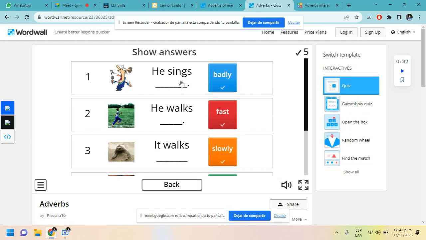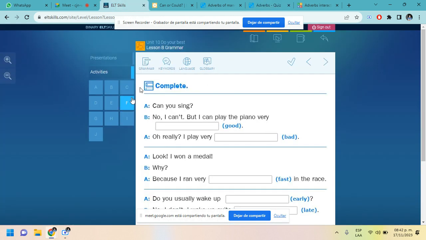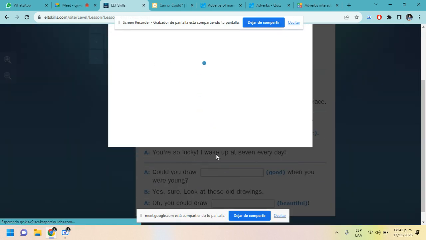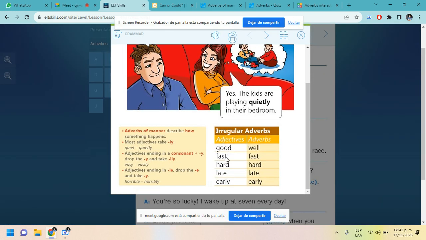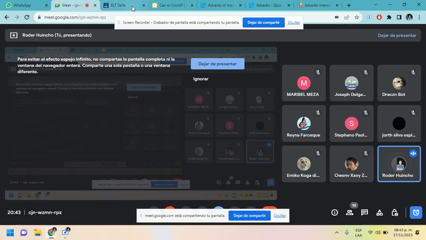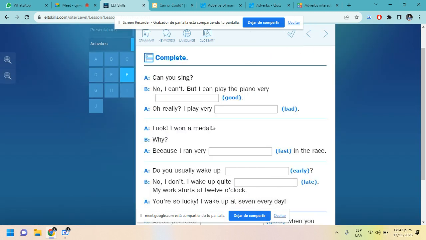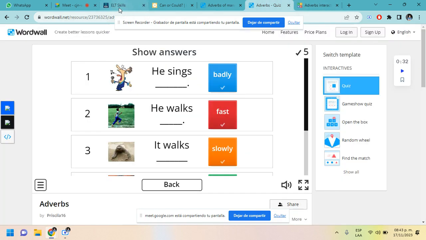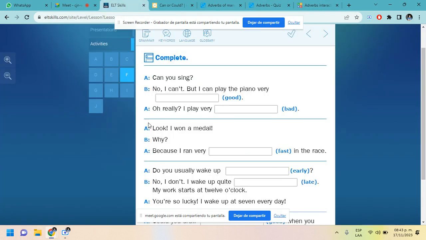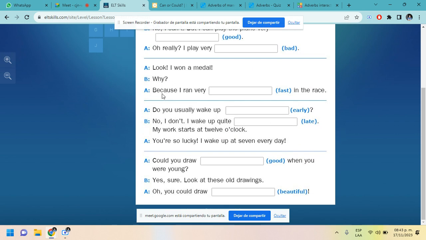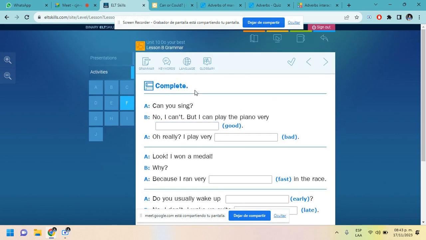But now the way. This is the difference. Because if you say, teacher, how do I differentiate fast from other fast, or hard from other hard, or late or early? Because they're the same. Yeah, but you have to pay attention to the sentence. It depends a lot on the sentence. Okay? Let's continue with activity F. Let's complete this using the adverbs.